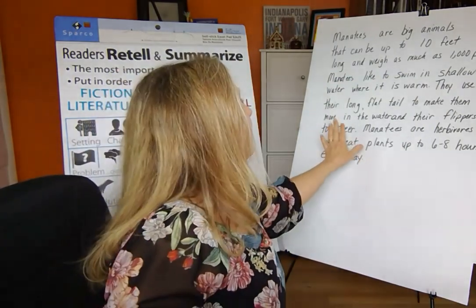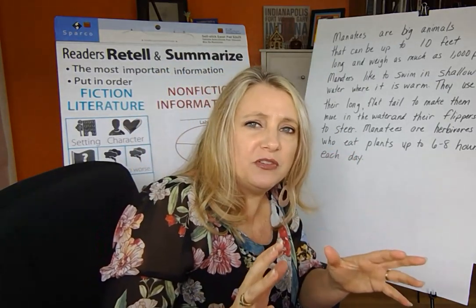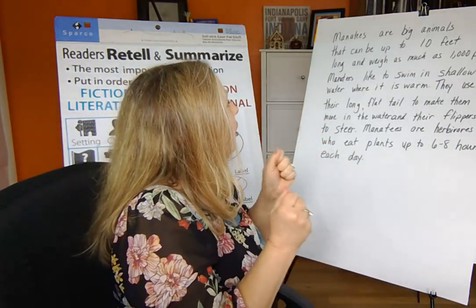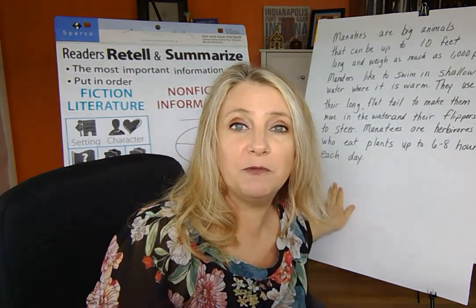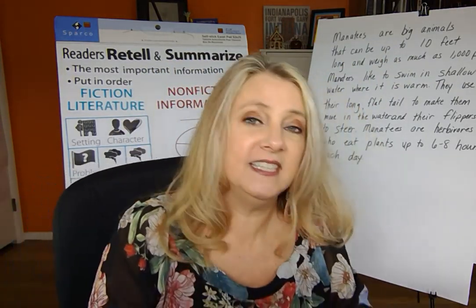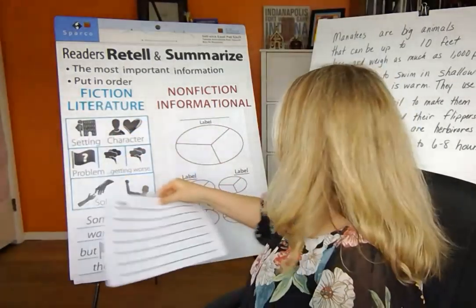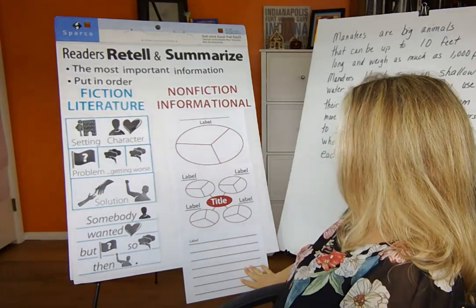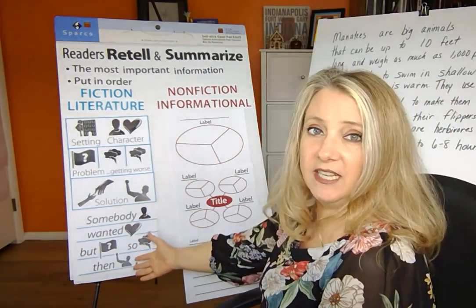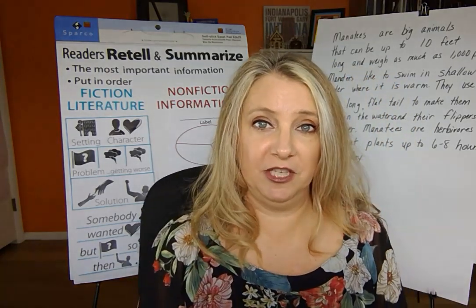Then after we were finished with that, we wrote a summary. We wrote a summary where we took some of those details, not all of them, just the most important ones from our oval, and we wrote them into sentences. And see how it forms a paragraph? That is a summary. That's what we did in the last lesson. We actually made a paragraph type summary. So I'm going to add that to our anchor chart as a reminder that you can do a summary in literature, but you can also do a summary in nonfiction.